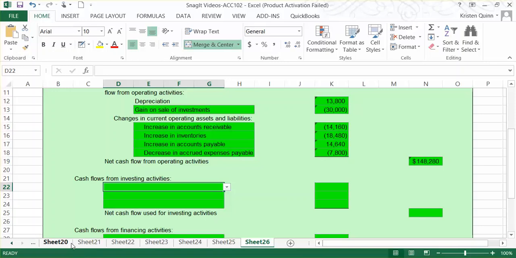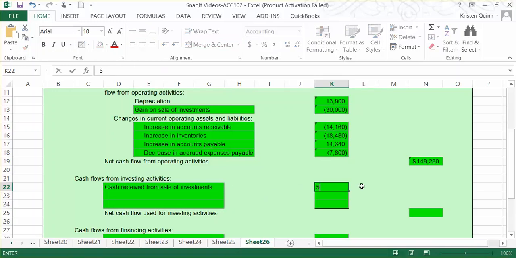So if we review the information given, they tell us in letter A of the additional information that our investments were sold for $210,000 in cash. So this is an inflow of cash from an investing activity. So we have cash received from the sale of our investments in total of $210,000. That is the only cash inflow from our investments.